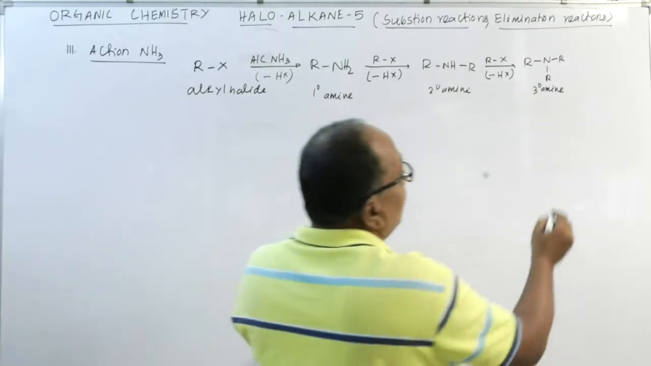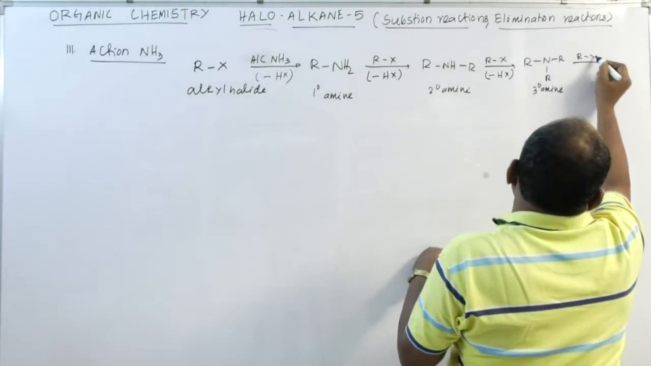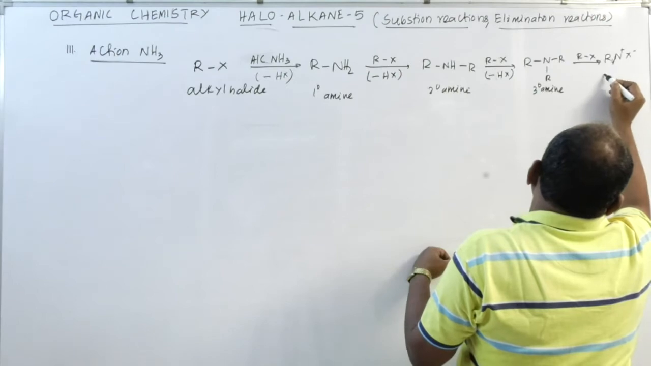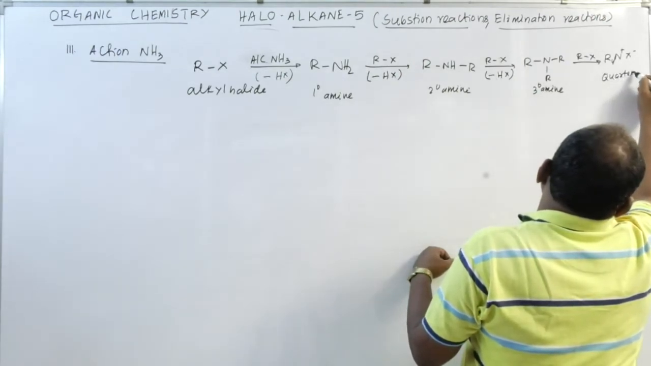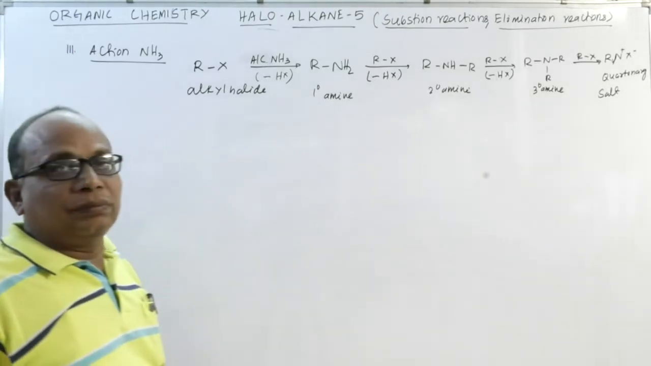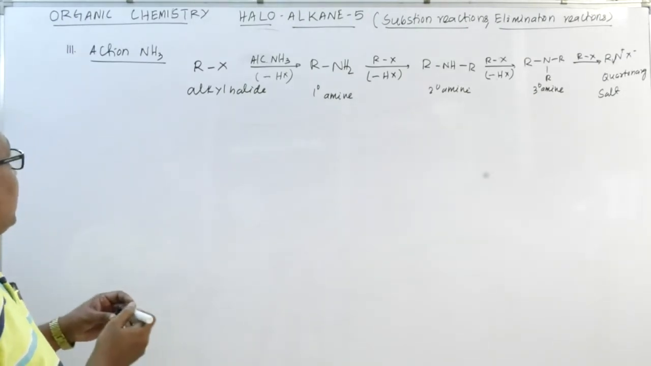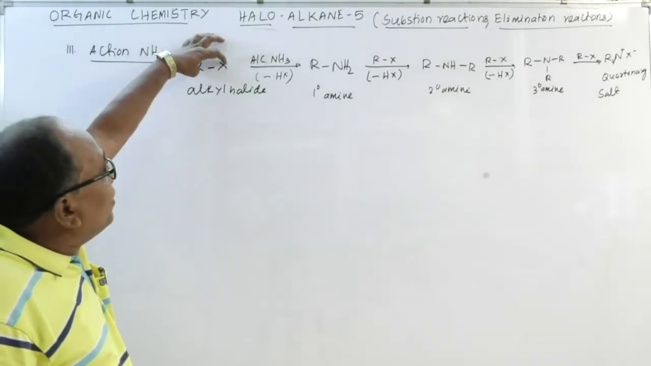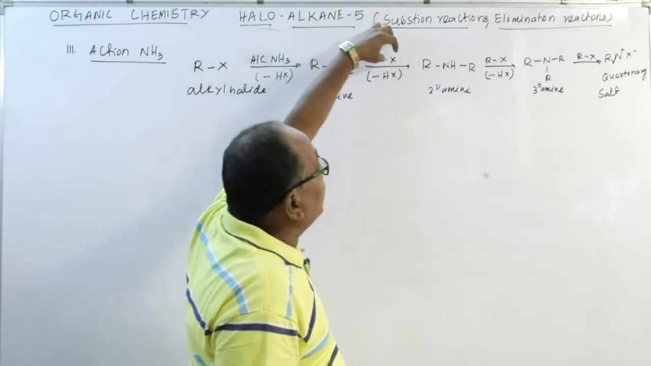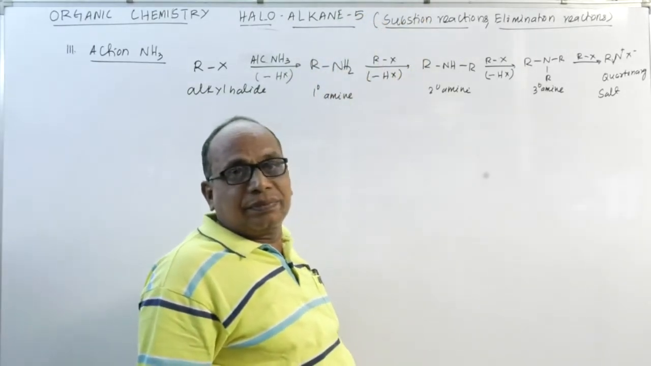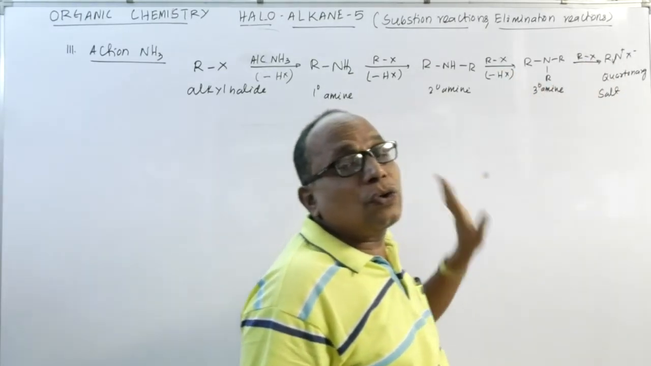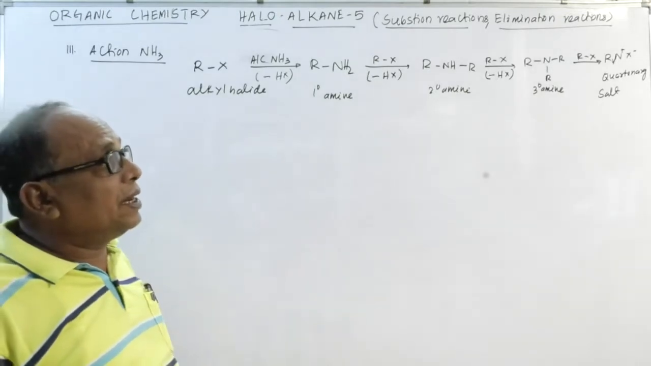Again, this tertiary amine further reacts with another molecule of alkyl halide. It forms R4N+ X-. This is called quaternary salt. You see, the alkyl halide first reacts with an alcoholic solution of ammonia to form primary amine, and the primary further reacts with a second molecule of alkyl halide to form secondary amine. The secondary amine further reacts with another molecule of alkyl halide to form tertiary amine, and the tertiary amine finally forms a stable product that is called quaternary salt.